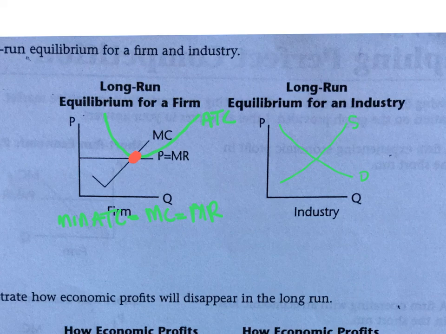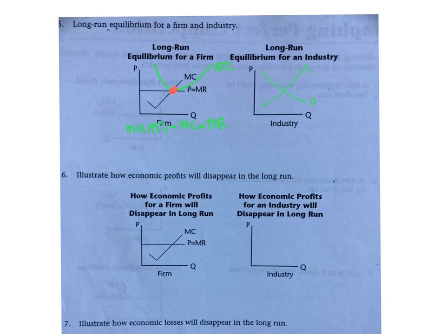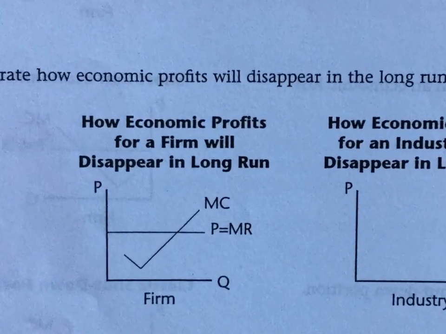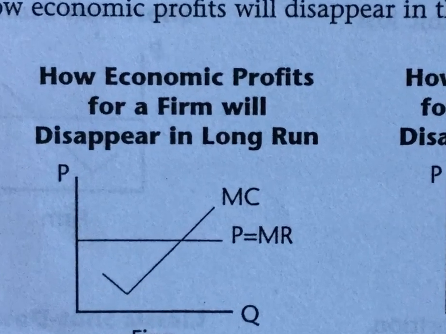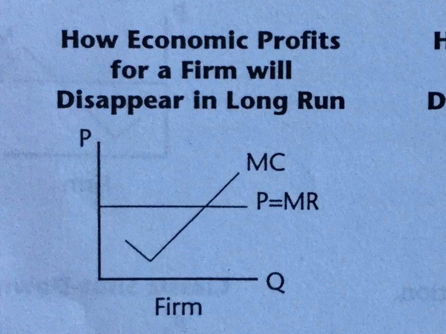Moving on to number 6. It says, illustrate how economic profits will disappear in the long run. Okay, so this one is a little bit trickier to draw. I'm going to try to walk you through it step by step. And then if you've got questions about it, you can let me know. We did talk about this in the notes as well. So what we're saying here is, if we're looking at the firm in the first place, how do economic profits disappear in the long run?